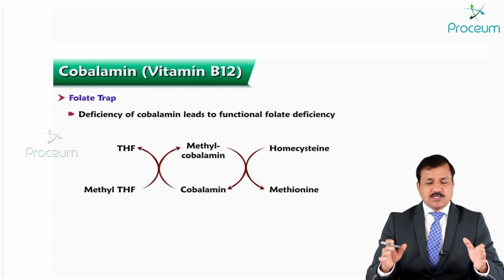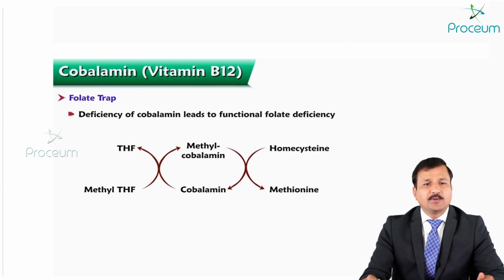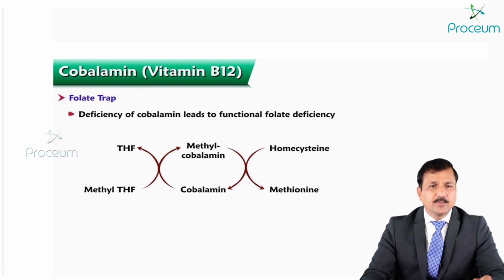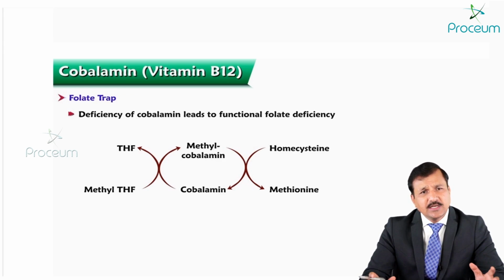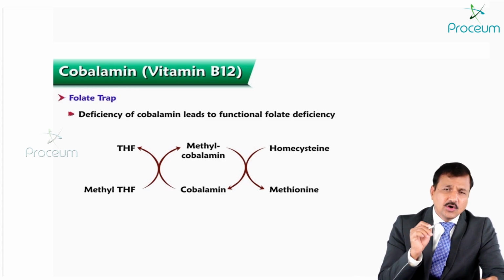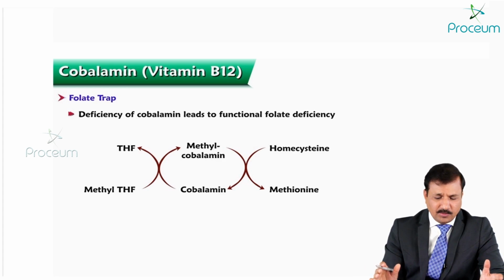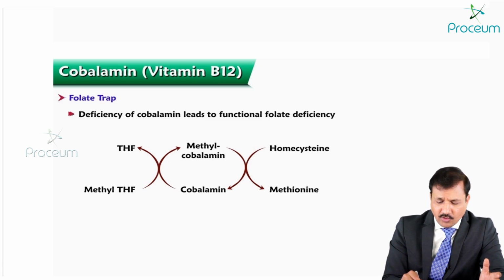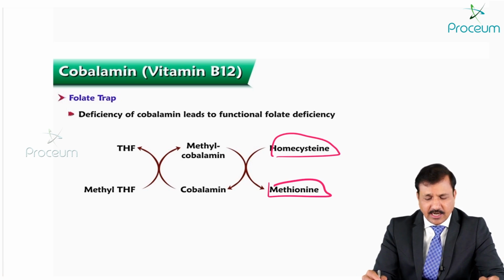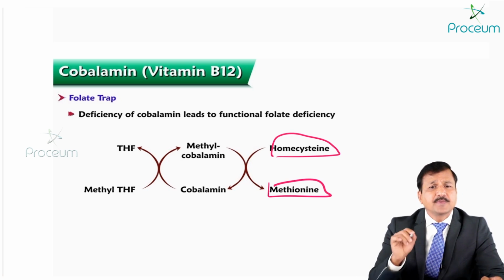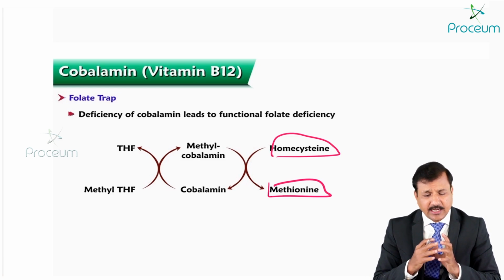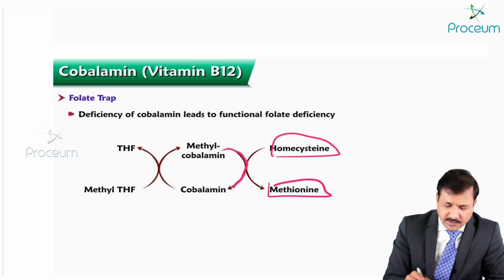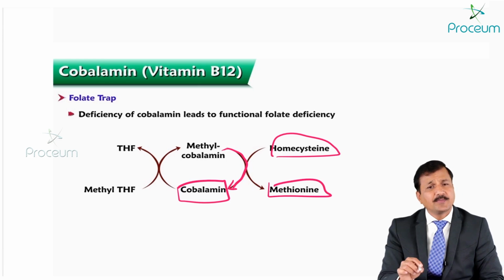Now coming to a special concept that is associated with cobalamin deficiency called folate trap. Very important. You will have to understand the folate trap. In cobalamin deficiency, cobalamin in the form of methylcobalamin is helpful in the conversion of homocysteine into methionine, which we have already seen in the earlier slides. This conversion is done by methionine synthase. When homocysteine is converted into methionine, the methylcobalamin is converted into just cobalamin. And what happens to this cobalamin?